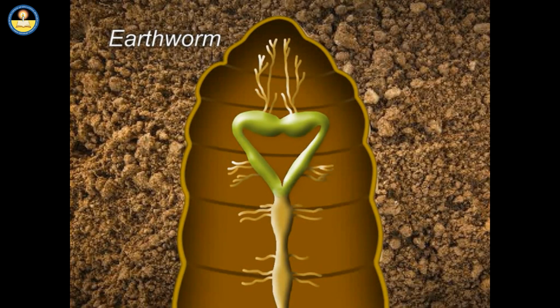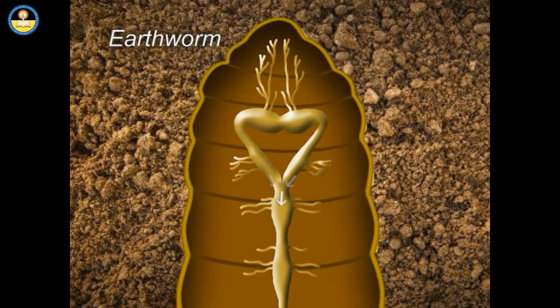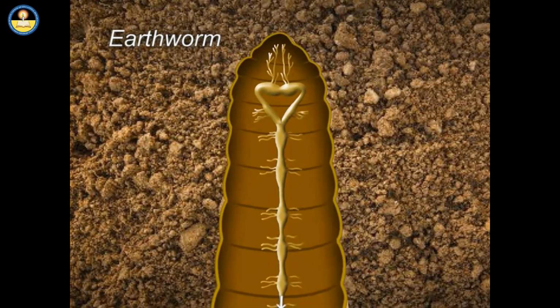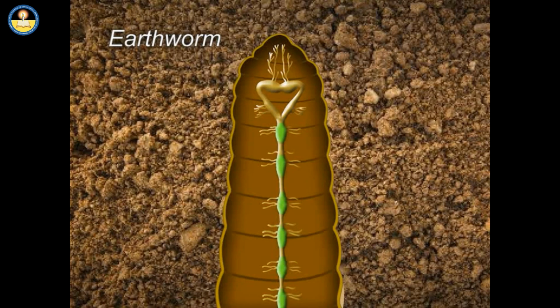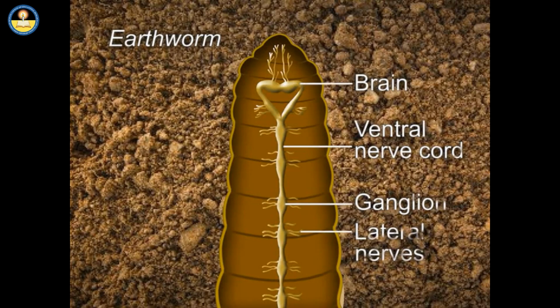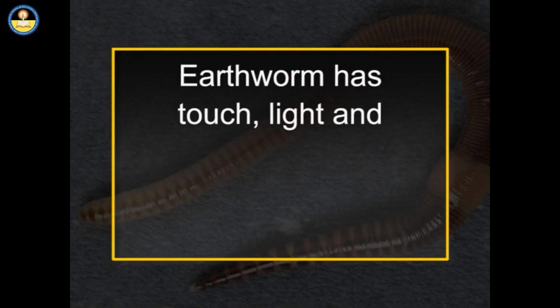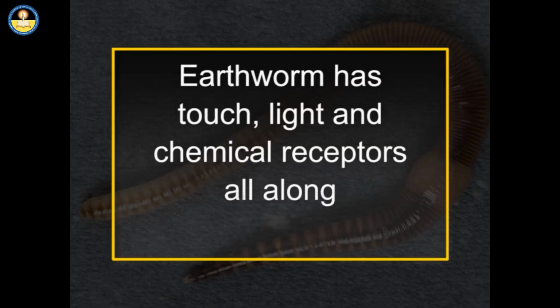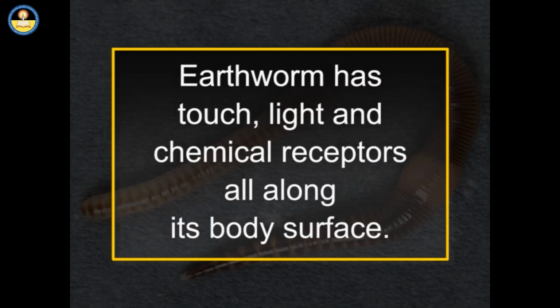It is connected by a ring of nerves to a ventral nerve cord that runs the length of the body. The ventral nerve cord gives rise to lateral nerves and ganglia in each segment. Earthworms have touch, light, and chemical receptors all along the entire body surface.